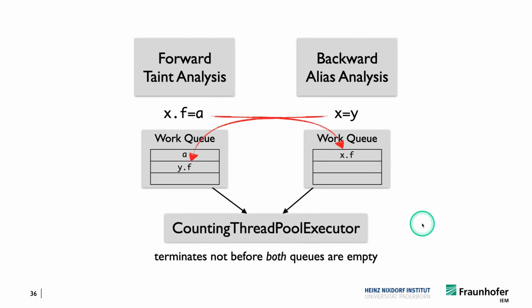And yeah, this is a technical detail. So we basically have a counting thread pool executor. What this basically means is all this is running concurrently in multiple threads. So we have worker threads running the forward analysis. We have worker threads running the backward analysis. And in the end, when all of their work queues have been depleted, when everything has been processed, then these threads will actually terminate and the analysis has been successfully completed.